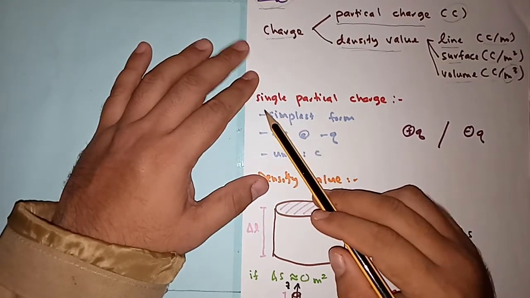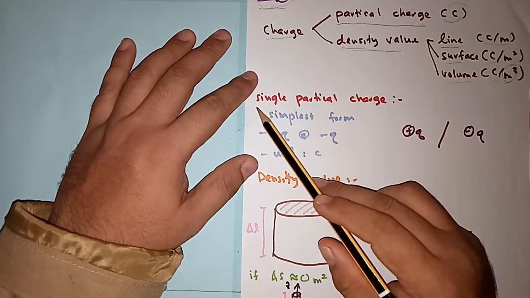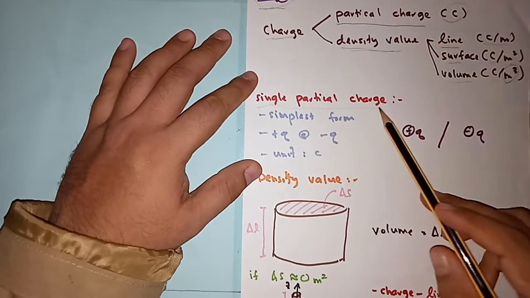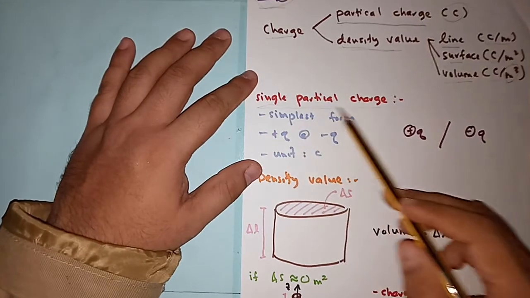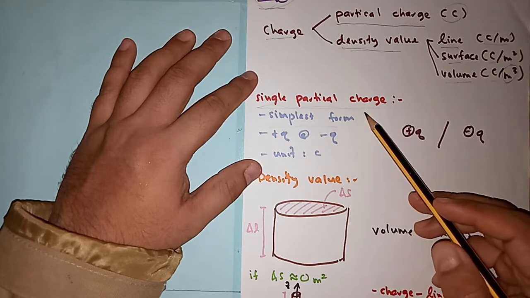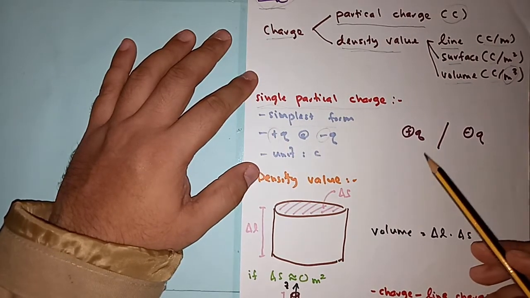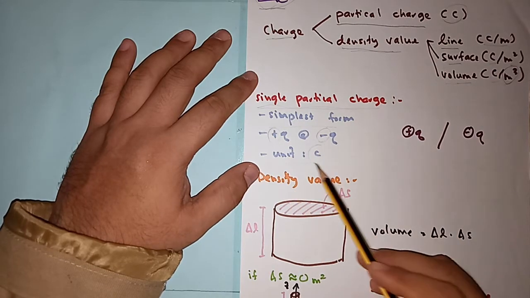When the charge is represented by its absolute number, we consider a single particle charge. The single particle charge is the simplest form of a charge. The value of it is either a positive or negative Q, and the unit of it is the coulomb.